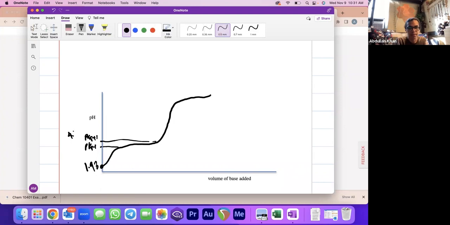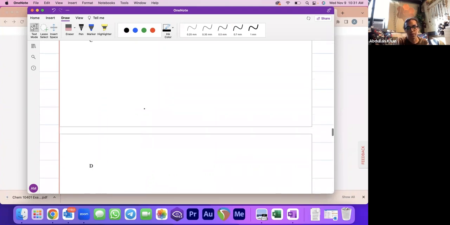4.14 and 2.14. 3.14 plus 1 and minus 1. And this is where the 1 milliliter was. 2.07. Okay, great.